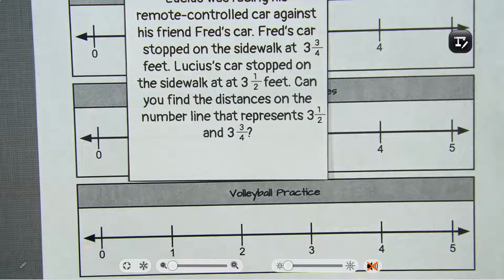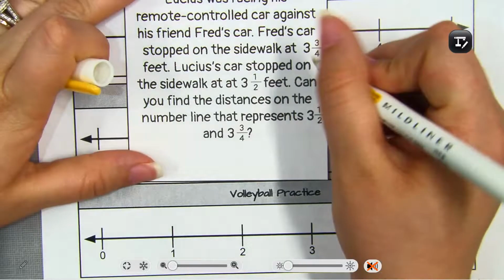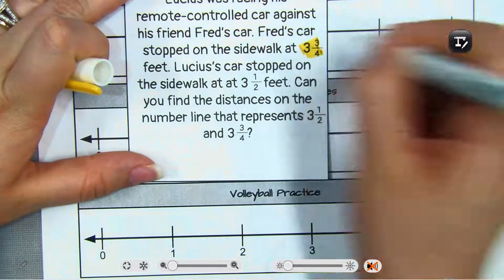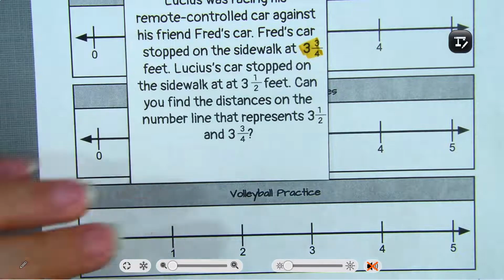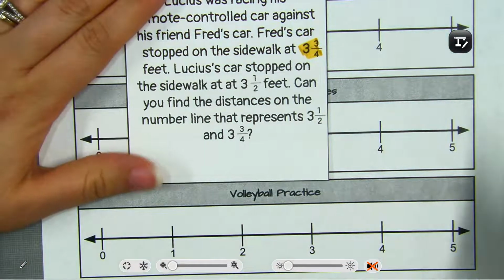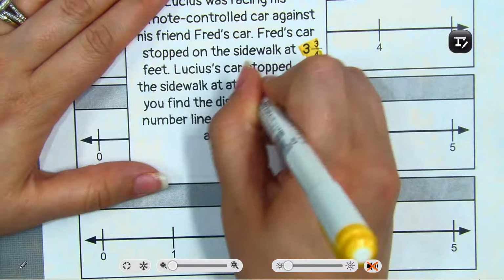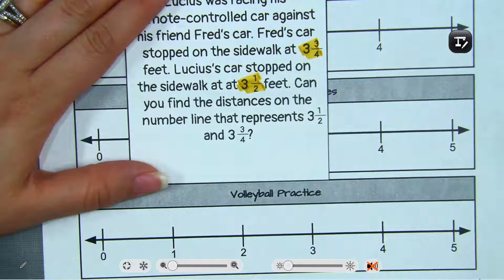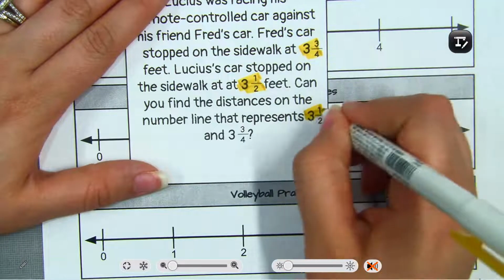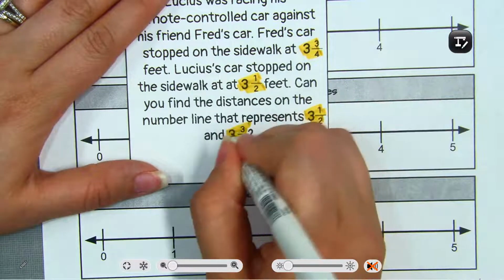Lucas was racing his remote control car against his friend Fred. Fred's car stopped on the sidewalk at 3 3/4 feet. Lucas's car stopped on the sidewalk at 3 1/2 feet. Can you find the distance on the number line that represents 3 1/2 and 3 3/4?